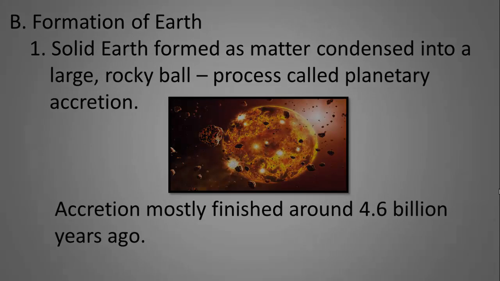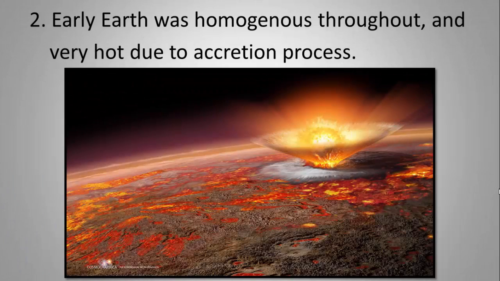So that's the accretion. No doubt early Earth was homogeneous throughout. That means it was not layered, it was just all the same throughout. And it was probably very hot due to that accretion process. Here's an excellent illustration showing a large impact, and the heat generated from that helps to keep Earth's surface relatively hot. You can see some of it shown as molten liquid rock, and other parts as fairly cool solid rock.